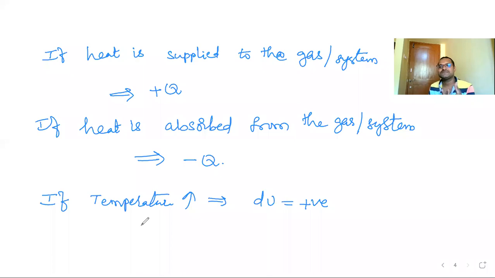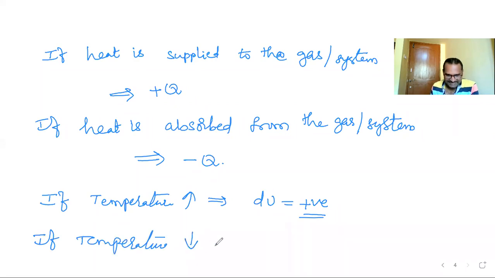If the temperature of any system or surrounding of any gas increases, then we should take it as positive. And if the temperature decreases, then we should take it as negative. Internal energy, we should take it as negative. Clear? Okay, what about work done?